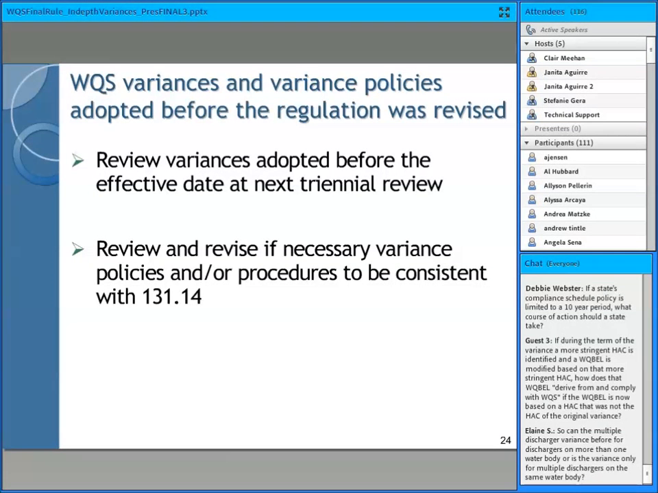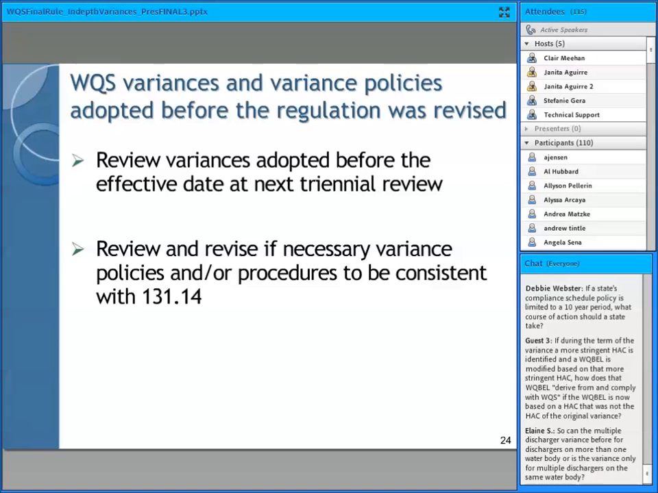EPA has received questions about whether states and tribes must modify water quality standards variances that were adopted before the effective date of the rule. The short answer is that states and tribes must meet the requirements of this rule on its effective date. As with any water quality standards effective for Clean Water Act purposes, variances must be reviewed on a triennial basis. When a state or tribe reviews a variance that was adopted before 131.14 became effective, EPA strongly encourages the state or tribe to ensure the variance is consistent with the revised rule.